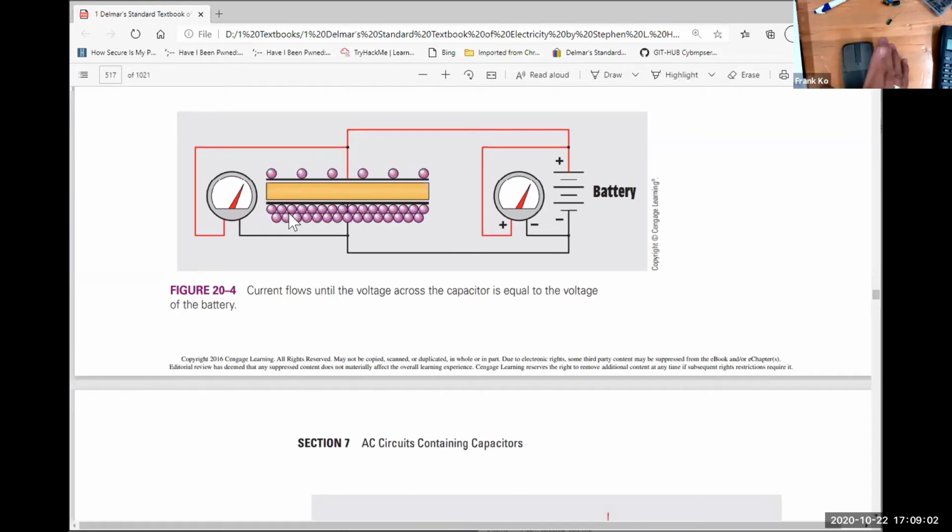What do I have to be careful of? I cannot exceed the rating of the capacitor. What happens if I exceed the rating of the capacitor? It could be damaged. It won't explode, but it can be damaged. It will explode if I exceed the rating and I hook it up backwards. Then it will explode, all right?